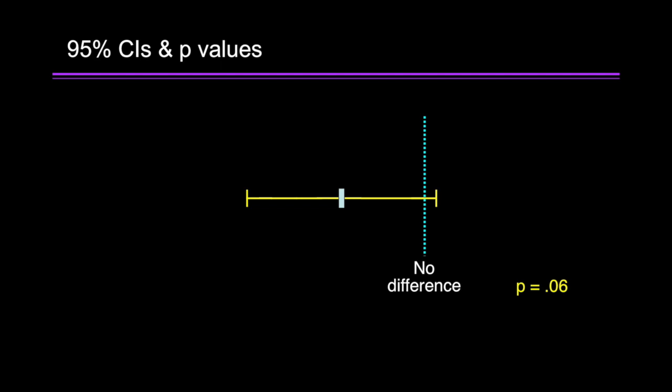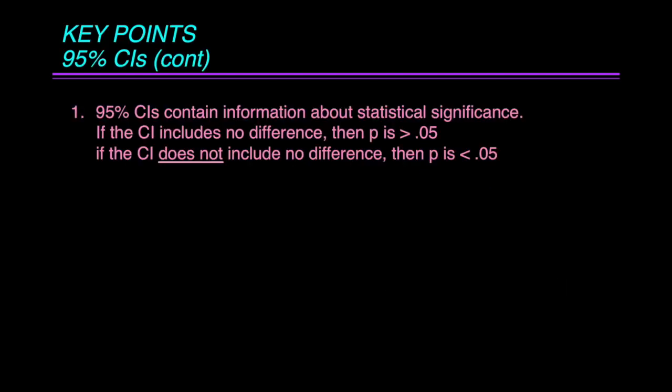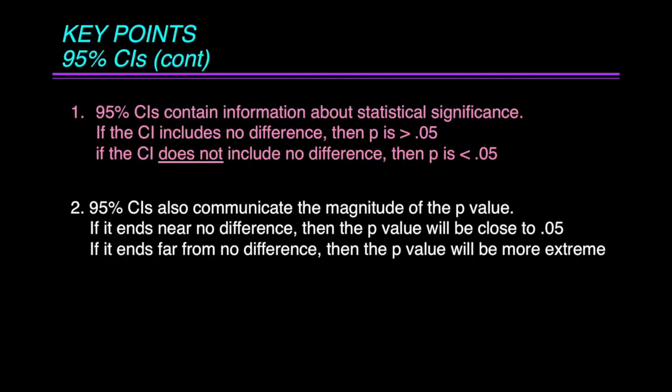As it continues to stay close to no difference, the p-value will go up, but it's still around 0.05. It's 0.06. And as it gets farther away, the p-value gets larger and larger. Here, I'm imagining it's 0.25. So that's the second point. 95% CIs also communicate the magnitude of the p-value.